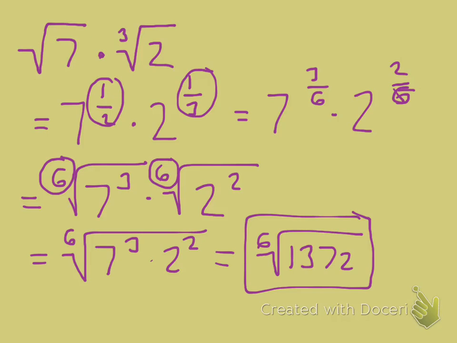That's a little bit of an extreme example, but notice how we went from something that looked pretty messy to something that's at least one radical, even though it's a 6th root. So product rule, quotient rule, things we've seen before, we're just amping up the sophistication a little bit.